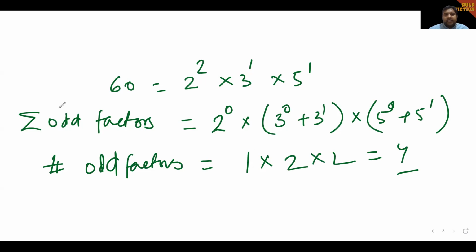The second way is that you find out the overall sum of factors and then subtract the sum of even factors from it. That also is a way. So these are the two ways in which you can find it. Now one more question can be made from this.